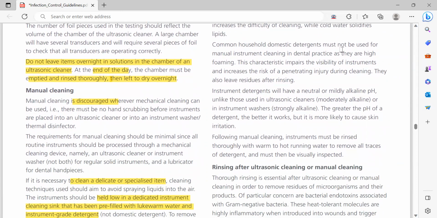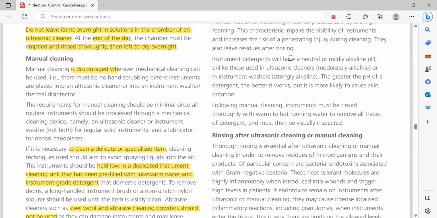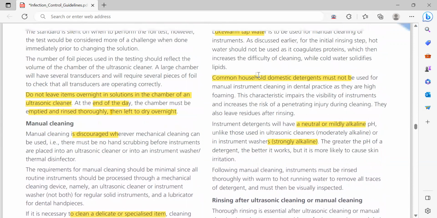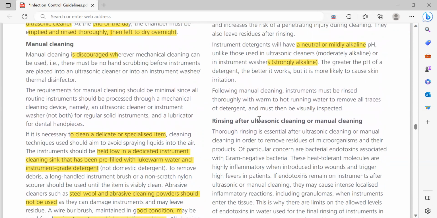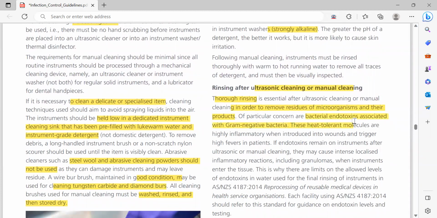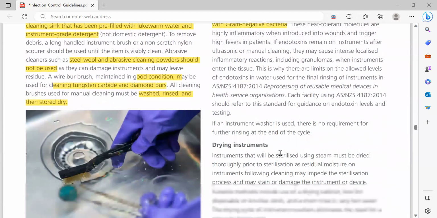Common household domestic detergent must not be used. There are different types of detergent that you will be using. Instrument detergent will have a neutral or mildly alkaline pH, unlike those used in ultrasonic cleaners, which have a strongly alkaline pH. Then rinsing: after the instruments have been cleaned, either in the ultrasonic or manually, you first need to rinse them thoroughly. It is very important in order to remove any residue of microorganisms and their products. Of particular importance is the bacterial endotoxin, which is related to gram-negative bacteria.